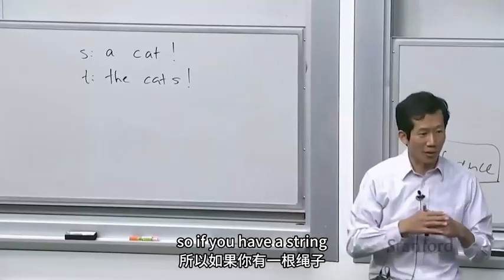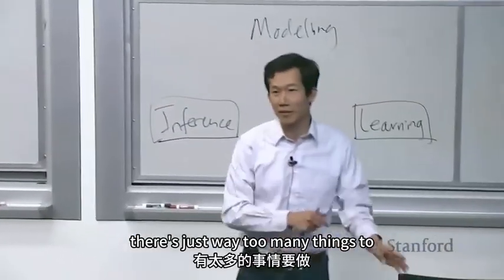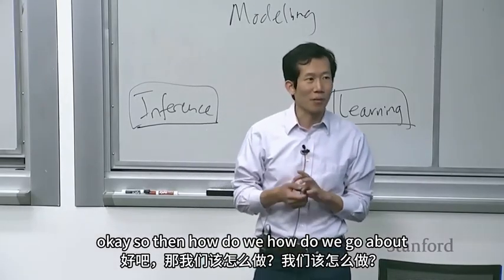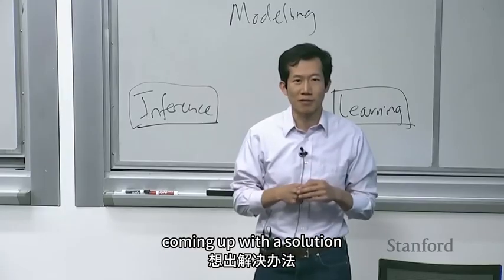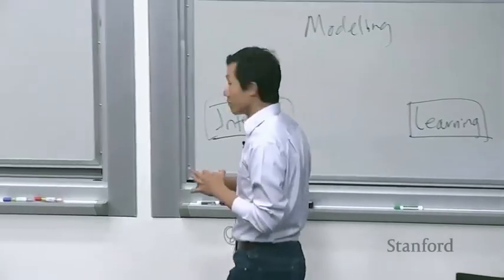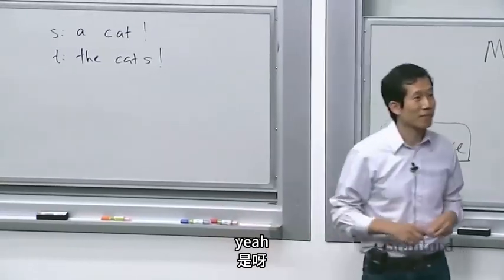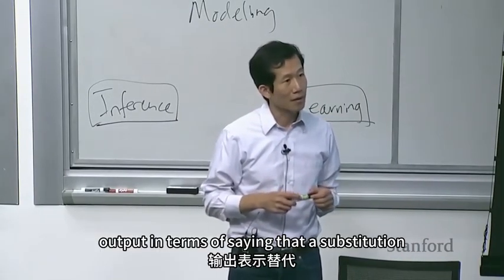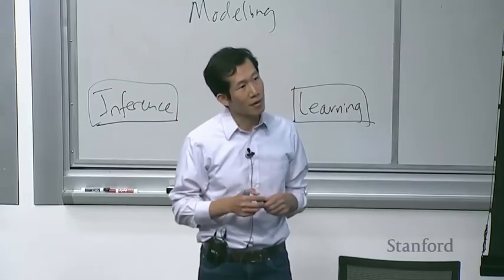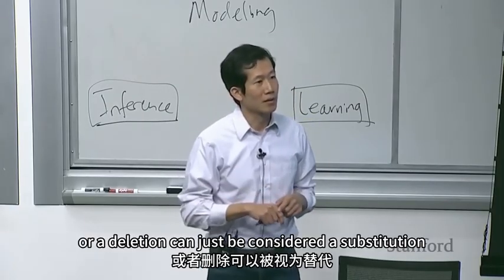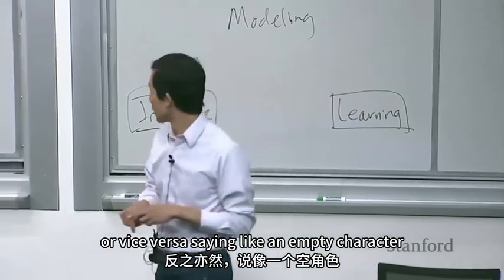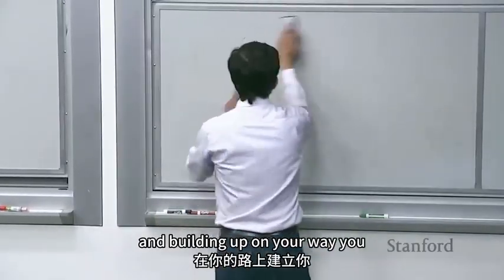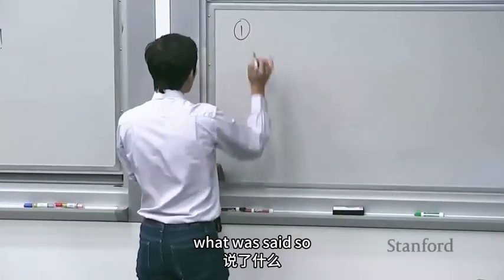Right? So if you have a string that's very long, there's just way too many things to try out all of them. Okay, so then how do we go about coming up with a solution? So, any ideas? Yeah. Simplify the output in terms of saying that a substitution can just be considered, or a deletion can just be considered a substitution, or vice versa by saying like an empty character. Yeah. So let's try to simplify the problem a bit, and building off on what was said.